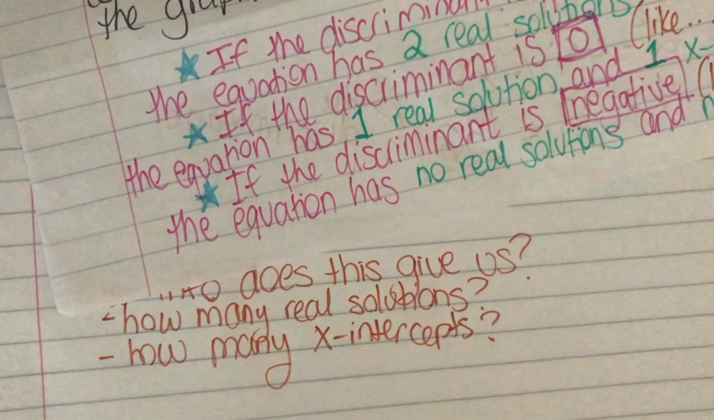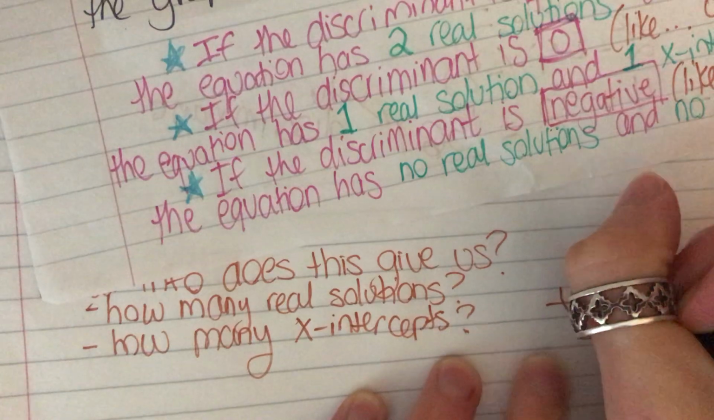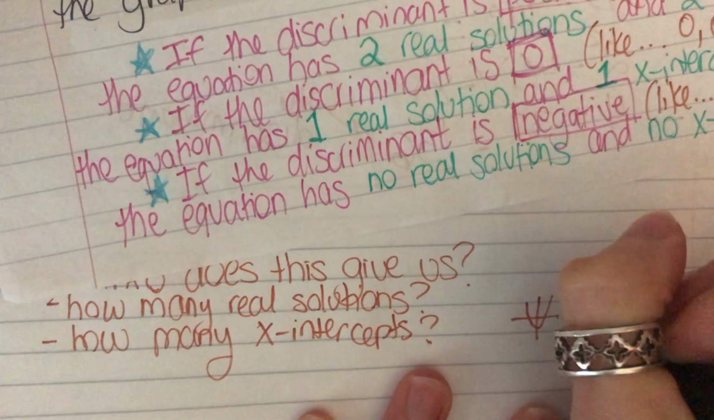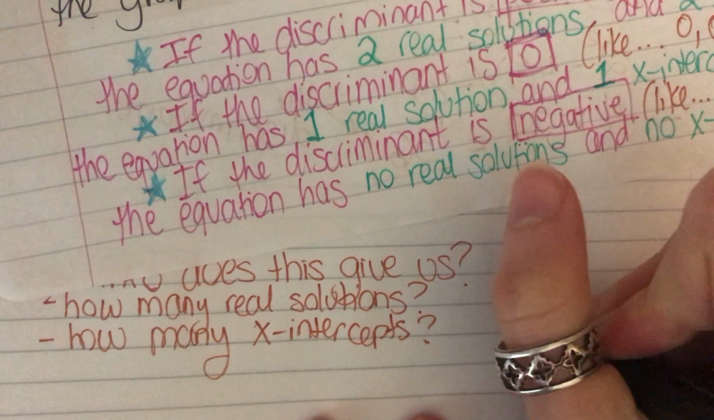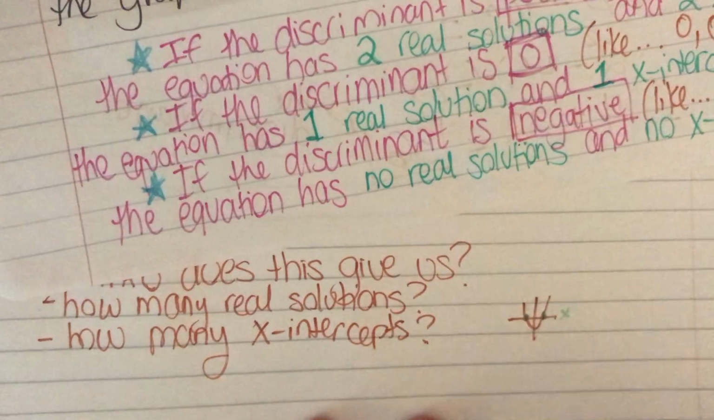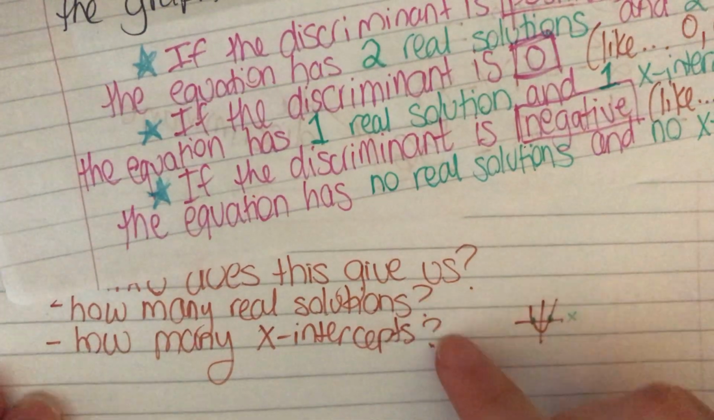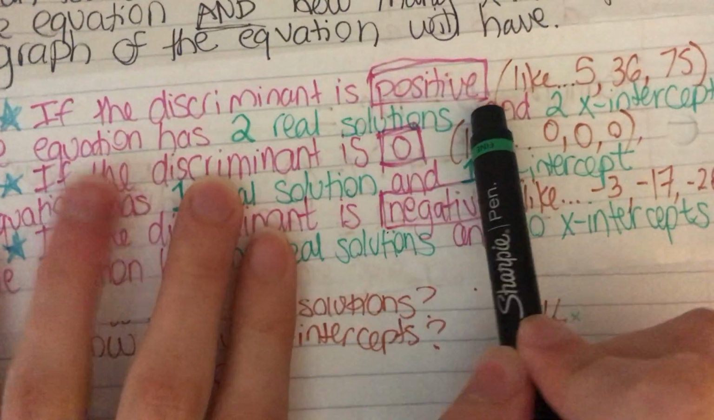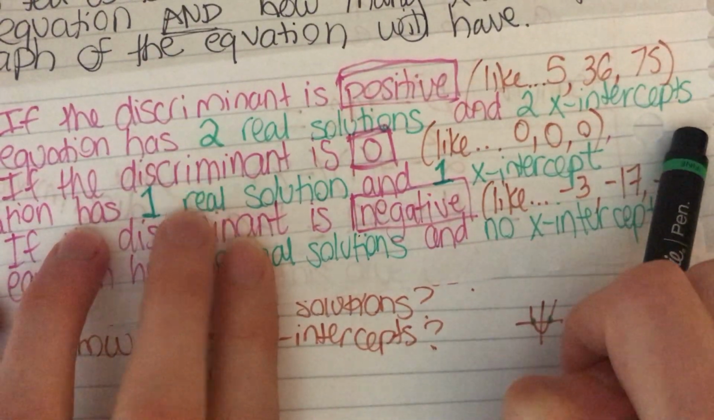And then x-intercepts, if you remember, we haven't done this in a while, but just take a minute. If you have a graph like this, the places where it touches our x-axis, right? This one's our x-axis. The places that our graph touches, those are the x-intercepts, okay? So those are the 2 pieces of information that finding the discriminant is going to give us. So again, looking up here, if the discriminant is positive, we get 2 real solutions and 2 x-intercepts.